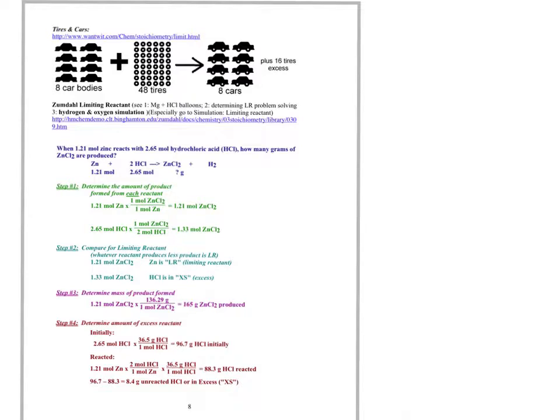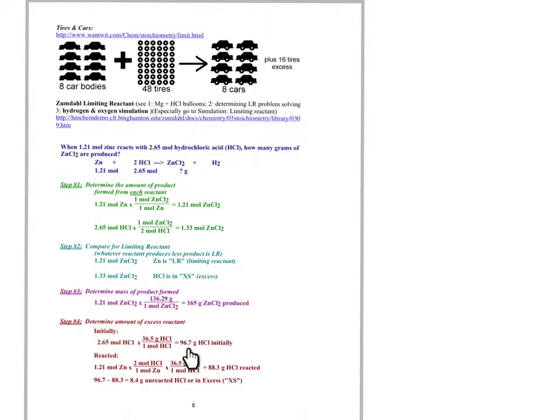Now, there's going to be leftover HCl. How much? Well, if we start with 2.65 moles of HCl, and using the molar mass of HCl, we can see that that is 96.7 grams. We can then go backwards knowing that we use 1.21 moles of zinc to find out how much HCl we actually use. So I use the mole ratio between HCl and zinc, and then the molar mass of HCl, and I find that I used 88.3 grams of HCl. The difference between those two, 96.7 minus 88.3 is 8.4, and that is the amount of excess HCl left.